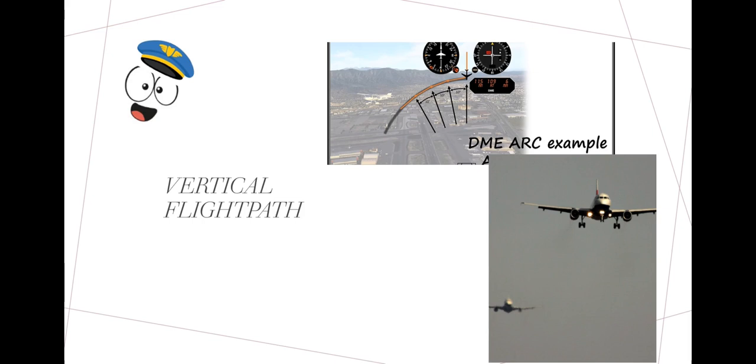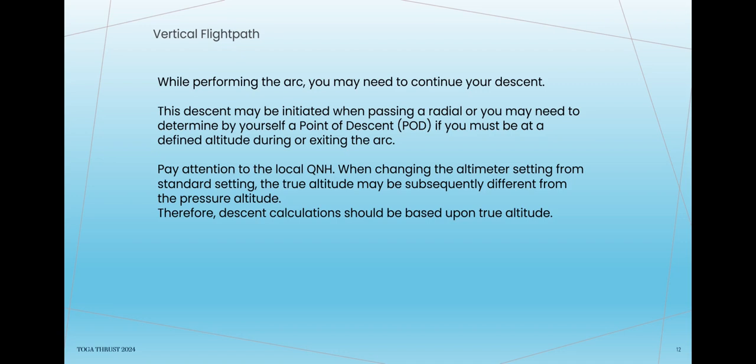Vertical flight path. While performing the arc, you may need to continue your descent. This descent may be initiated when passing a radial, or you may need to determine by yourself a point of descent, POD, if you must be at a defined altitude during or exiting the arc.